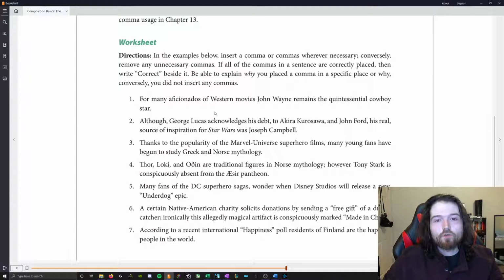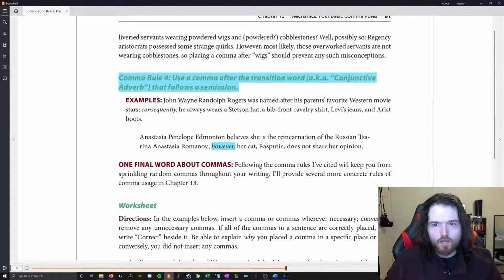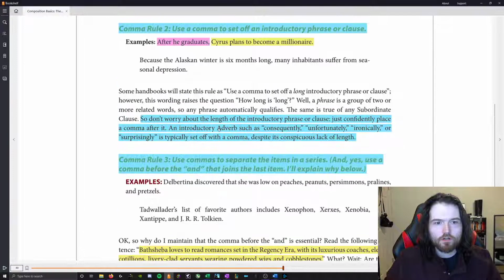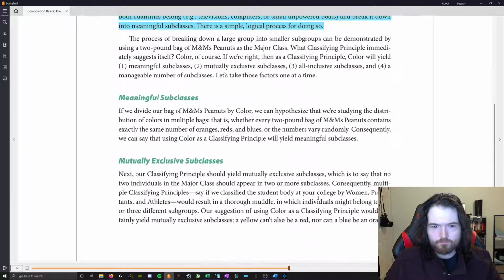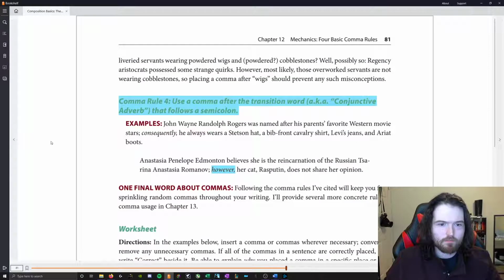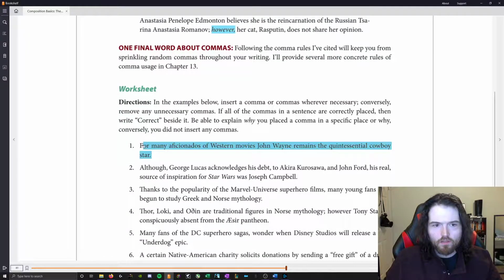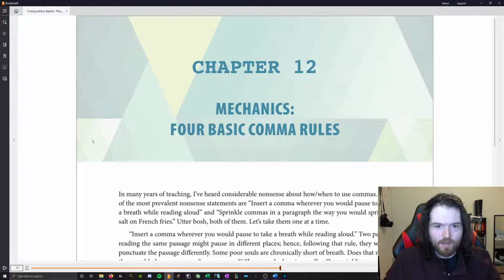For many aficionados of Western movies, John Wayne remains the quintessential cowboy star. So, let's go back. Obviously, we don't have a semicolon, so this one's not applying. Well, this one's not applying. So let's go back to this one. Use commas to separate items in a series. So in that one, we don't really have a list. In this problem, we don't really have a list, so we don't want you to use that one.